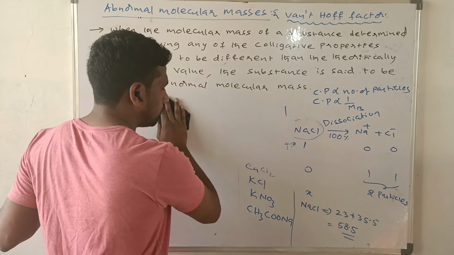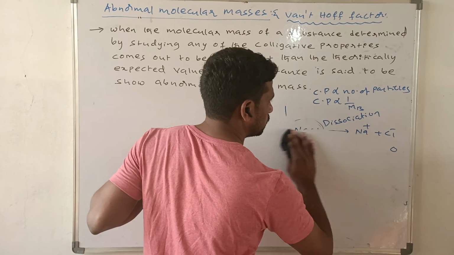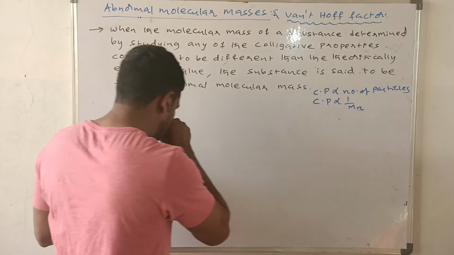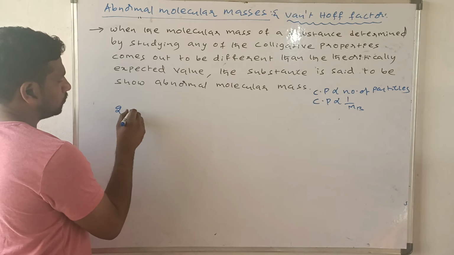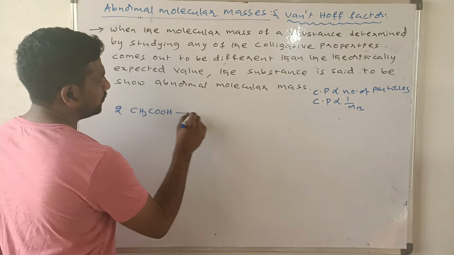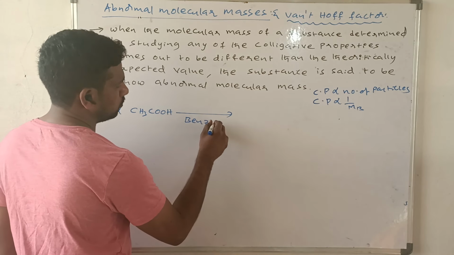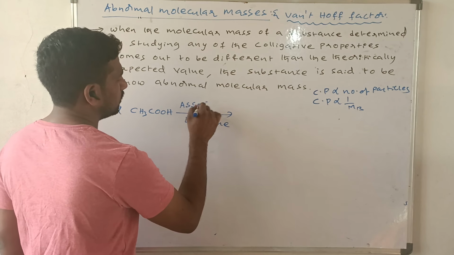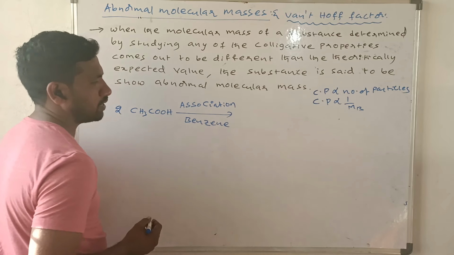Before going to that, let us see association also, then you can understand very clearly. For example, here I am taking two moles of CH3COOH, acetic acid. When you dissolve this acetic acid in benzene solution, it will undergo association.